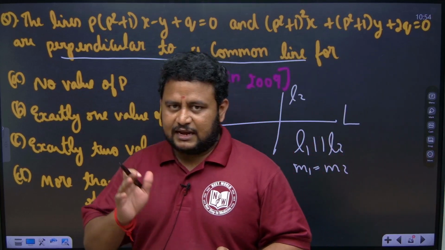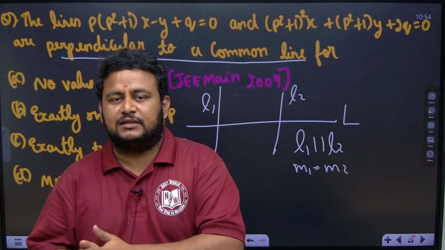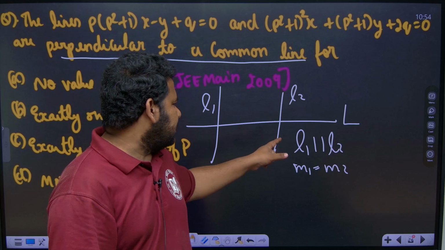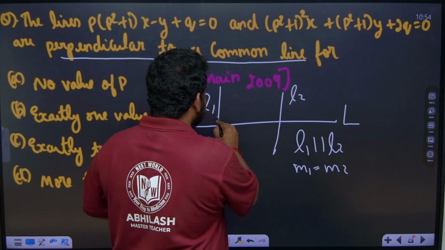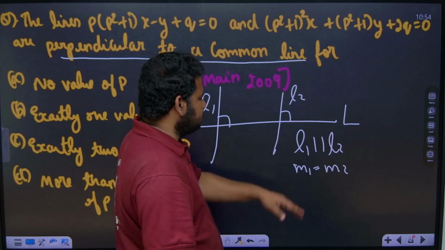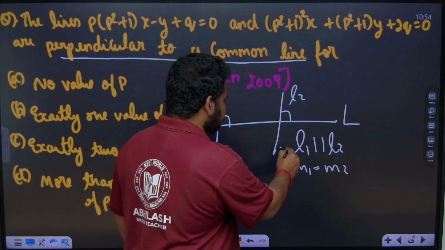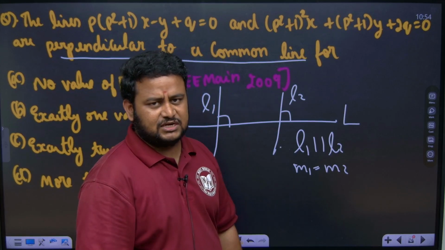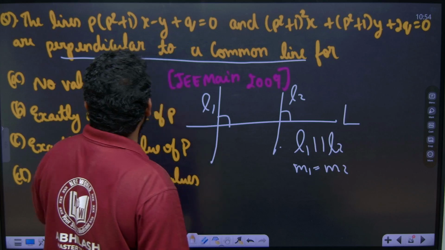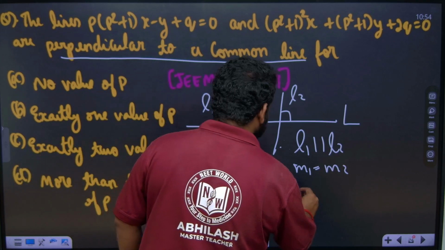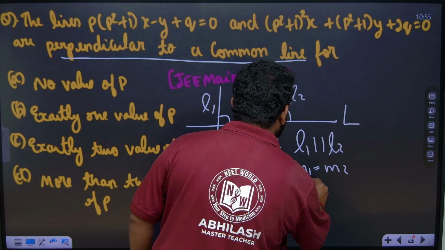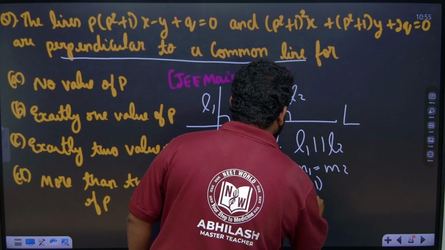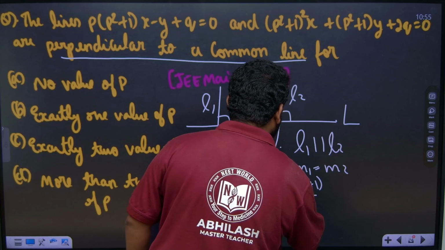L1 and L2 are perpendicular to a common line. That is, L1 is perpendicular to capital L, and L2 is perpendicular to capital L. That means L1 and L2 are parallel to each other. For parallel lines, we have the condition M1 is equal to M2. What about M1 here? M1 is nothing but minus p(p square plus 1) by 1, that is minus 1 by minus 1, that will become plus 1.